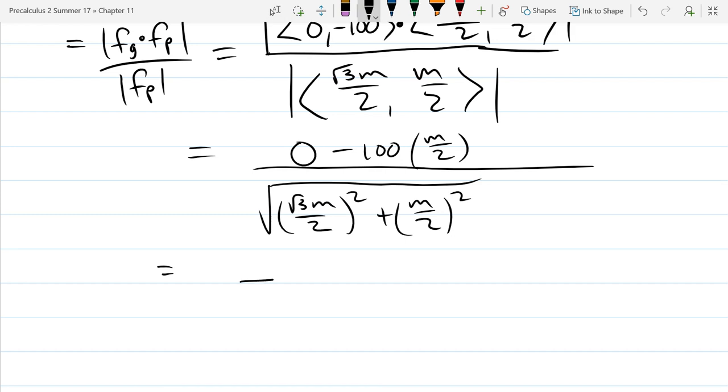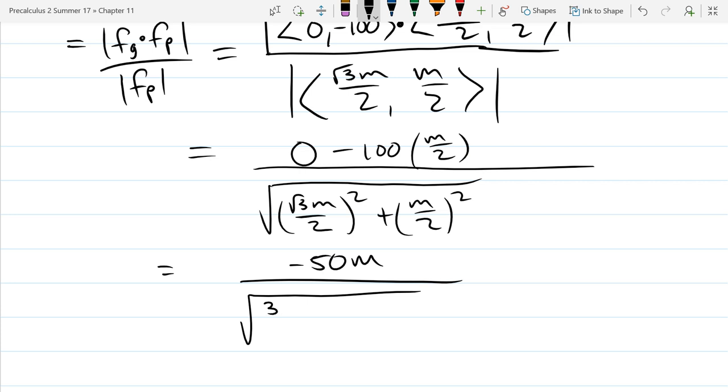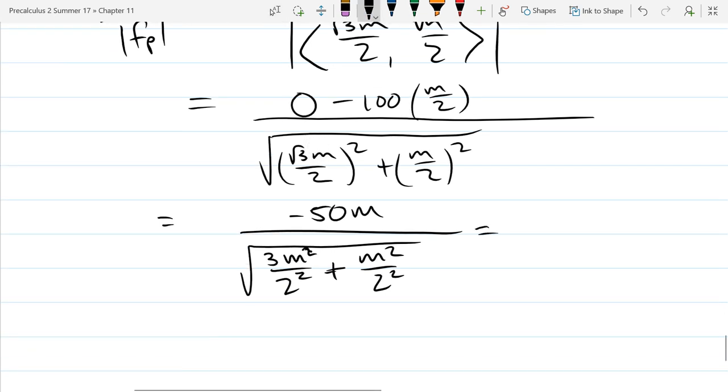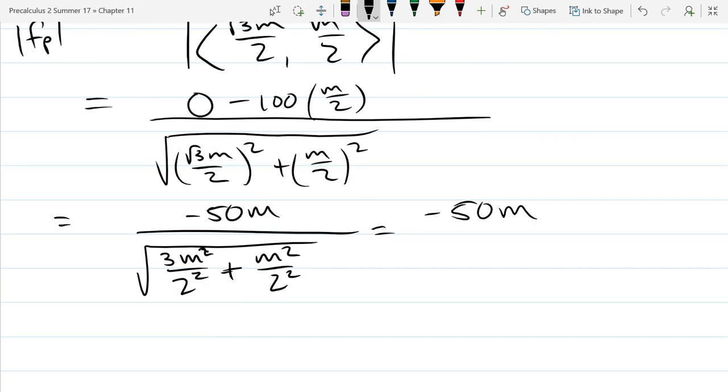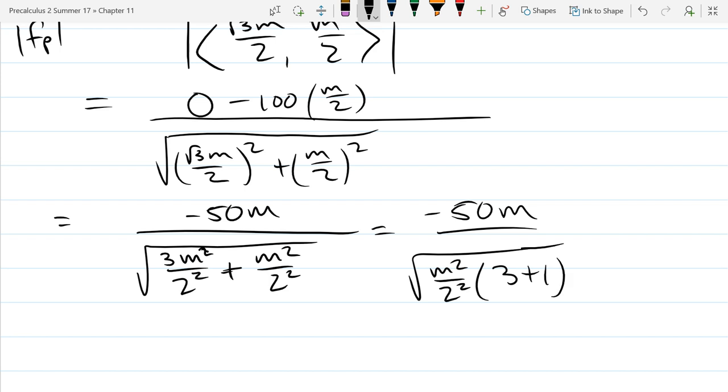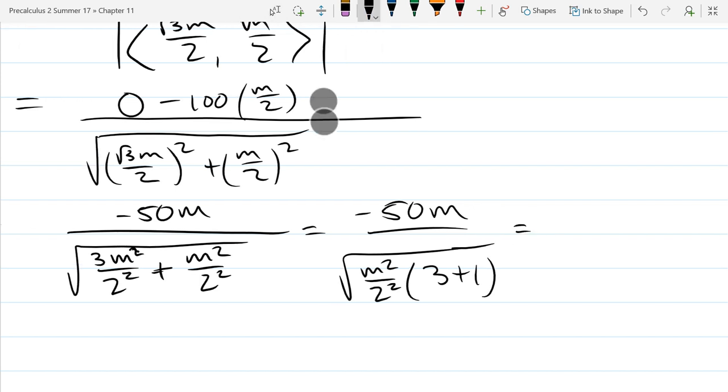All right, numerator is pretty easy. 100 divided by 2, that's 50m. In the denominator, I have to square this stuff carefully. Square root 3 squared is 3. m squared over 2 squared plus m squared over 2 squared. And let's factor out m squared over 2 squared. And we're left with 3 plus 1. Yep. And we can go ahead and bring this outside squared.